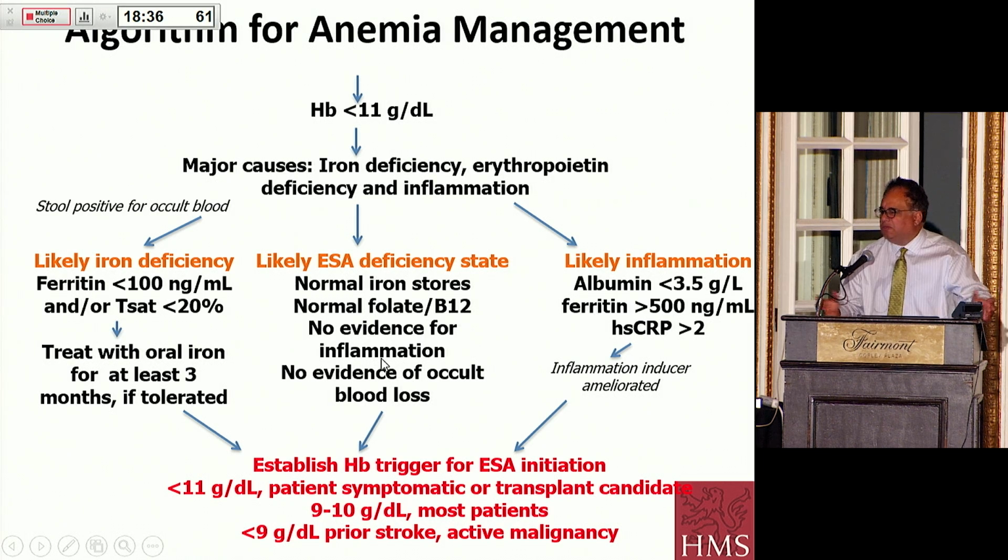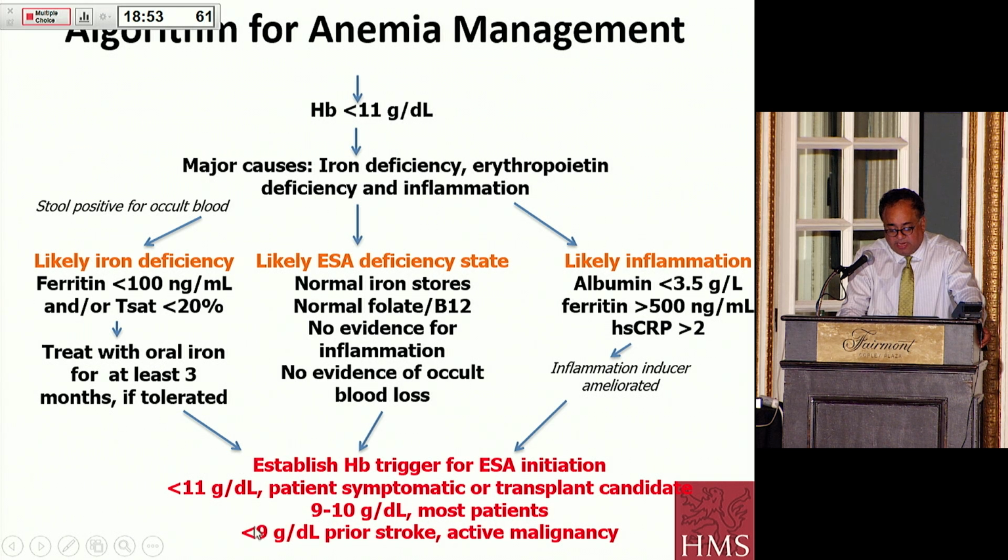There's not any obvious cause of inflammation. They don't have a failed kidney transplant. They don't have a skin ulcer or something like that. And there's no evidence of occult blood loss. Then I treat them with a hemoglobin trigger.